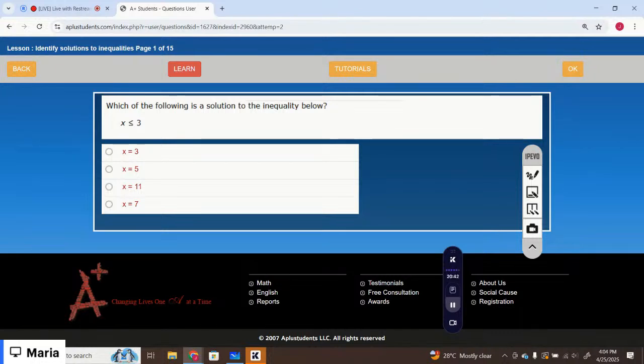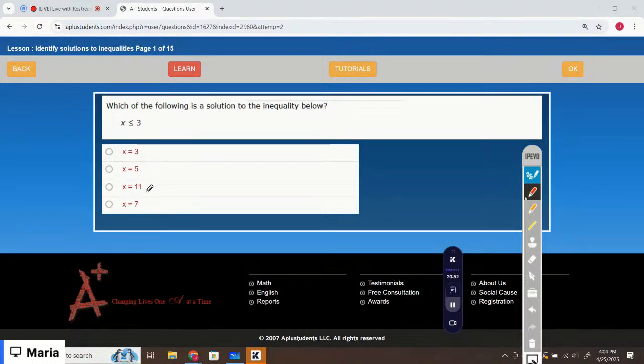Which of the following is a solution to the inequality below? X is less than or equal to 3. You are given four options: 3, 5, 11, and 7. 5, 7, and 11 are all greater than 3, right? Only 3 is the number that is not less than, but equal to 3. So this is the correct option. Option number 1 is the correct option.